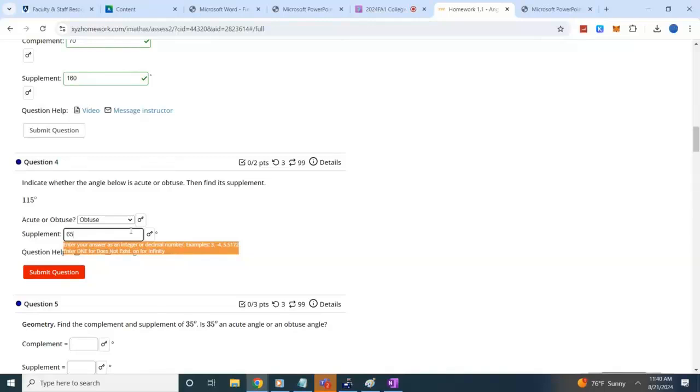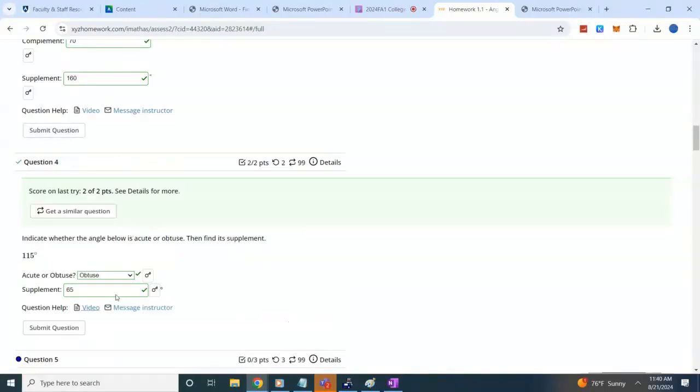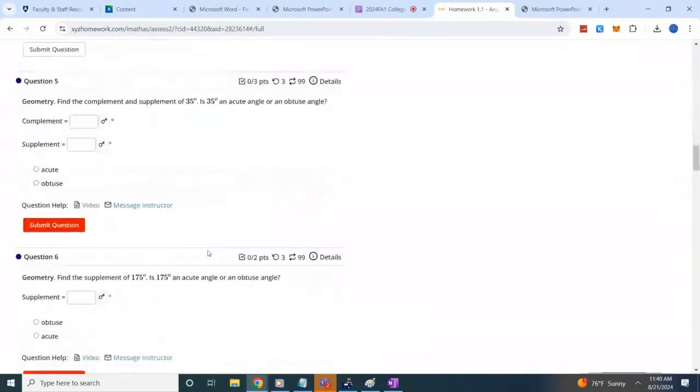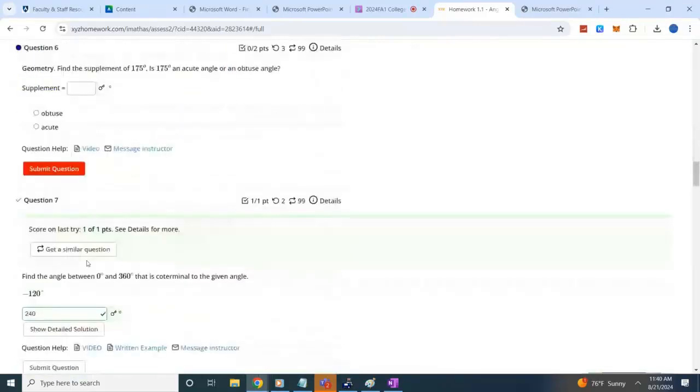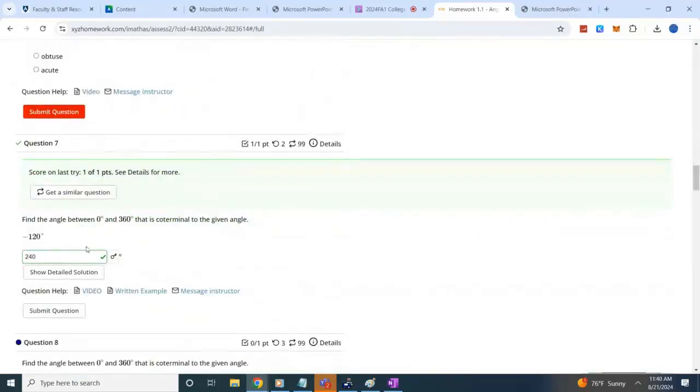And I have to flip this thing around. All right, the answer should be 65. Okay, I think those are okay. All right, next we're going to talk about coterminal angles.